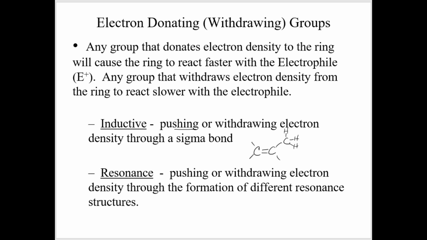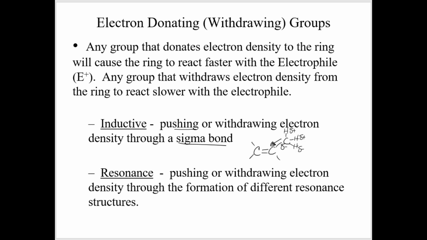How does that happen? Well, the hydrogens become slightly positive, the carbon becomes slightly negative, and what does it do? It pushes electron density into the carbon through that carbon-carbon sigma bond. And so the double bond becomes more electron rich and more stable by induction, by the C delta minus pushing electron density into the ring.